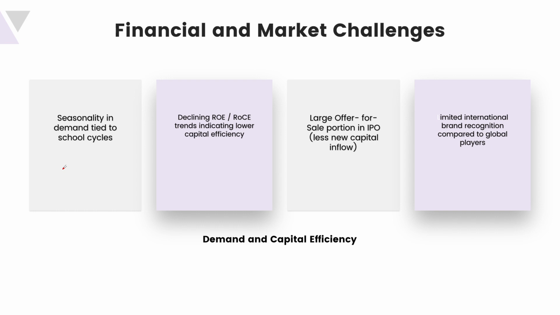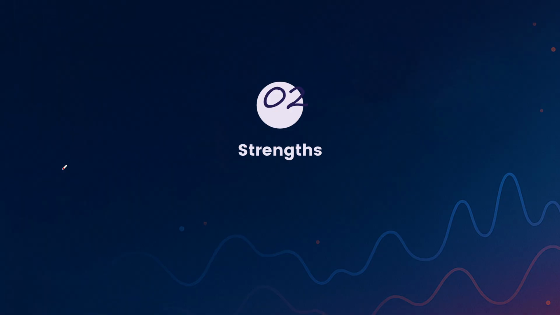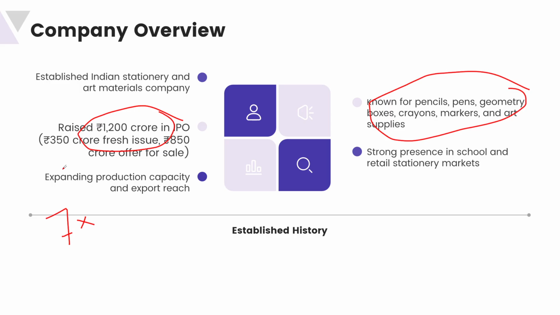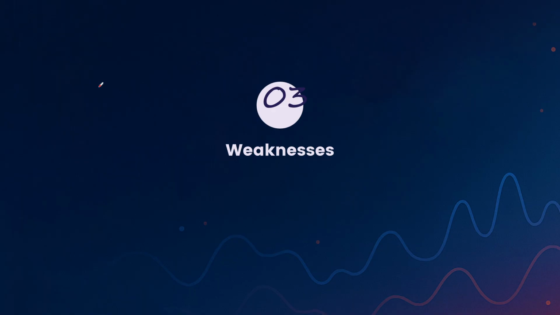Large offer for sale in the IPO, as I told you. If you see the sales portion in the IPO, the company was able to pull in the vicinity of 1,200 crore. And after the 1,200 crore, if you see, 350 crore was from fresh issue. So that's the weakness part.